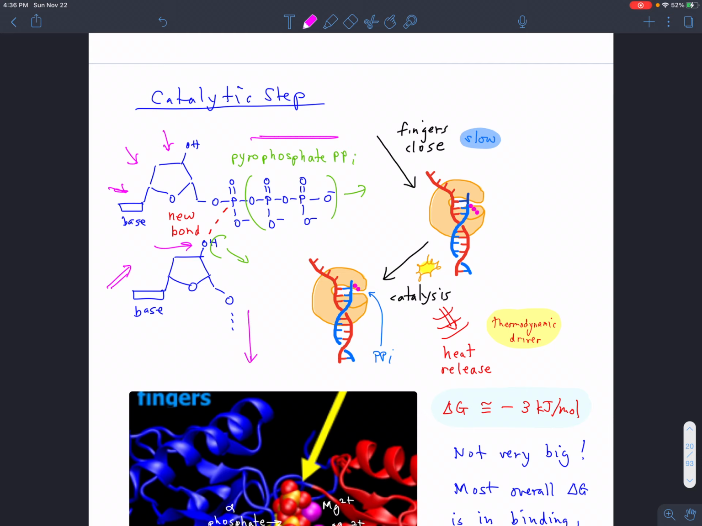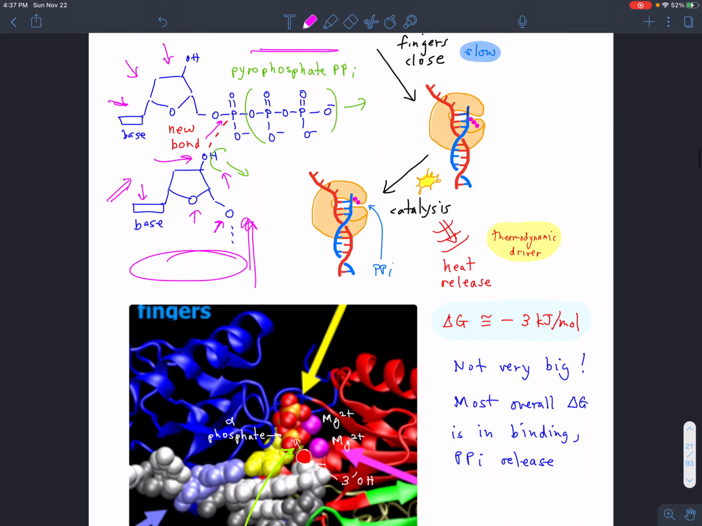This is the primer strand. The rest of the primer strand going this way, actually. Probably better to draw the arrow this way. It's coming up from above. This is hooked to the next residue down. There's the base. There's the sugar. There's the 3'OH. It's positioned by the polymerase to attack that phosphorus atom and form a new bond.